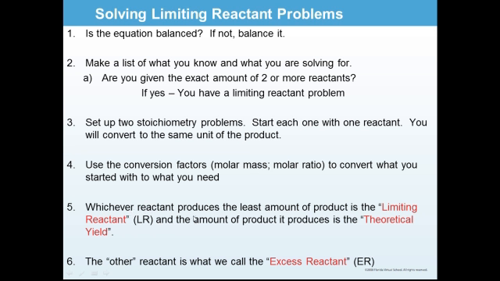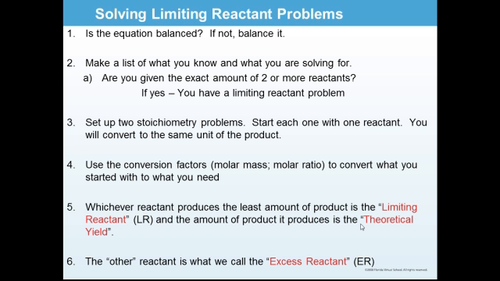And we have our new vocabulary. Whichever reactant produces the least amount of product is what we call the limiting reactant. That's the reactant that runs out. And the amount of product that it produces is what we call the theoretical yield. So you may have a problem where it says, what is the theoretical yield if blah blah blah. Okay, the theoretical yield means how much of your product can the limiting reactant form.